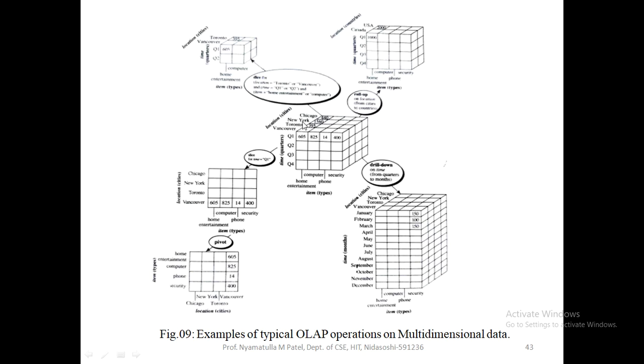is aggregated with respect to the city values. Time is aggregated with respect to the quarters, Q1, Q2, Q3 and Q4, and item is aggregated with respect to the item types. To aid in our explanation, we refer to this cube as the central cube. The measure displayed is the dollars sold in thousands.